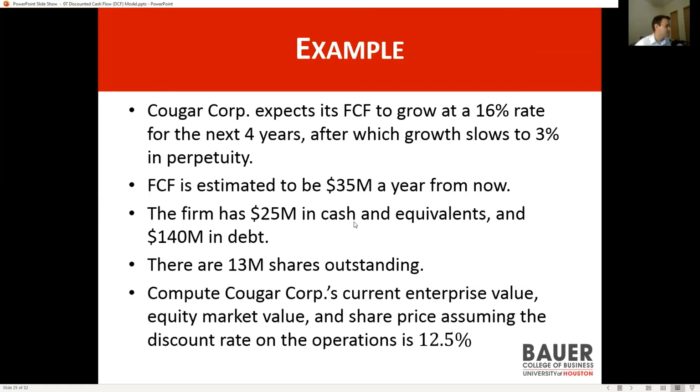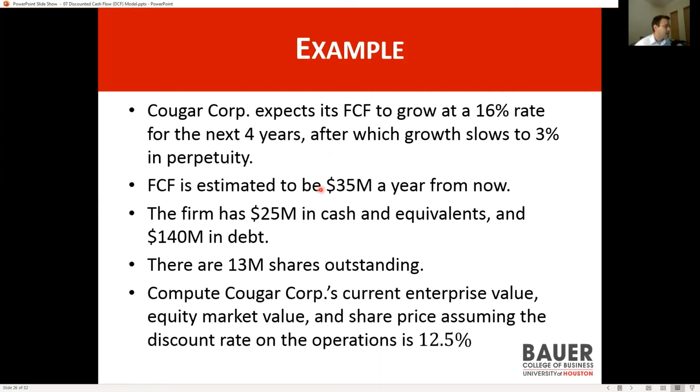So let's do an example to fix ideas here. Cougar Corporation expects that they're going to have free cash flows that grow at a rate of 16% up until time 4, for the next 4 years. After that, growth is going to slow down to 3% in perpetuity. So you can think about this as a startup. Right? Startups have pretty high early stage growth for 4 years, and then eventually it slows down into a more mature company.